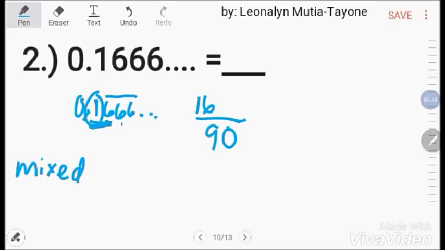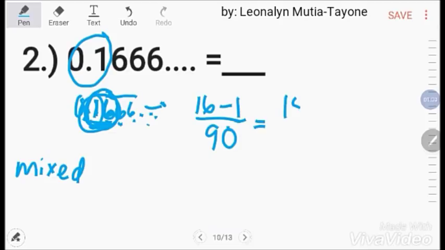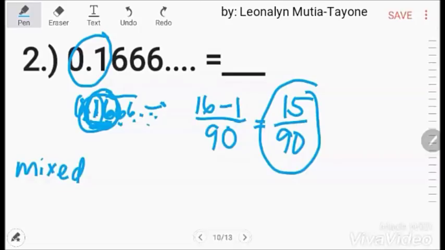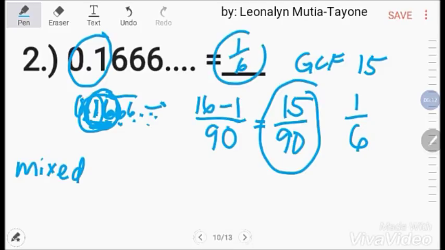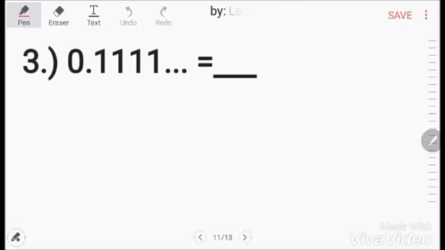Itong dalawa ay 16. Ignore mo yung decimal. 1 at saka 16. Yan yung number na meron siya. Minus kung ano yung non-repeating, yan yung i-minus mo, 1. So meaning that is 15 over 90. Now let's simplify. Ang greatest common factor nito ay 15. So 15 divided by 15, that is 1. 90 divided by 15 and that is 6. So, 1 over 6 ang fraction nito.